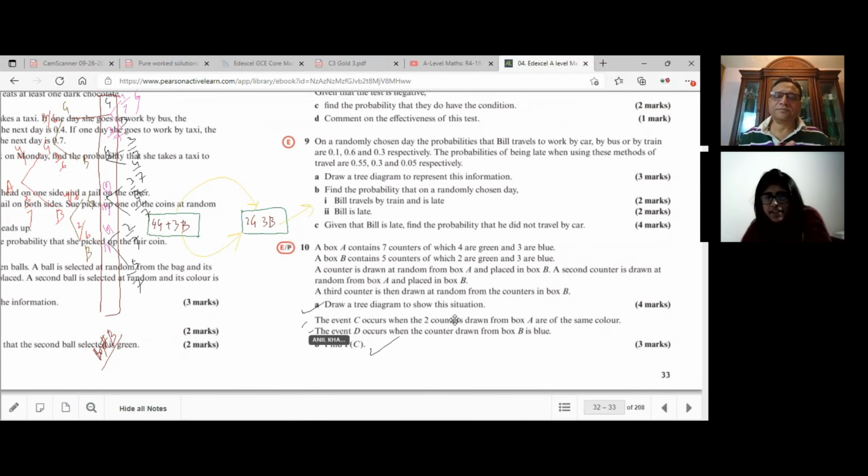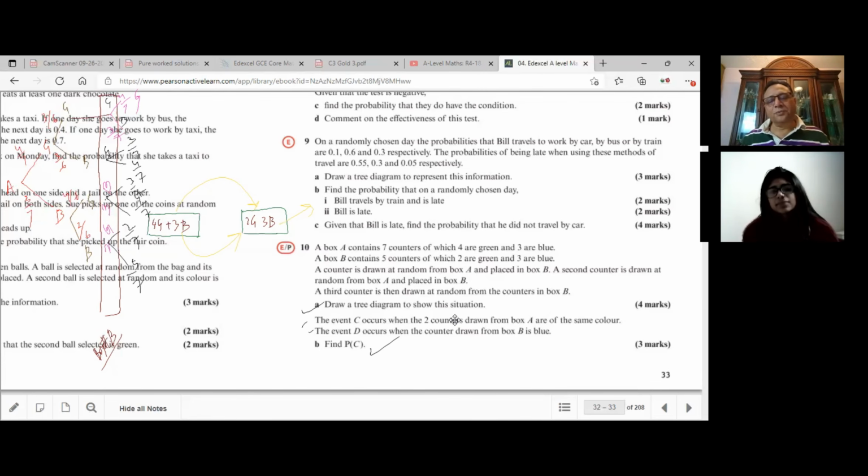So the event C occurs when 2 counters drawn from box A are of the same color, and the event D occurs when the counter drawn from box B is blue. So find the probability of C. Yeah, so that's just using the formula and solving. So, but you would multiply them across.